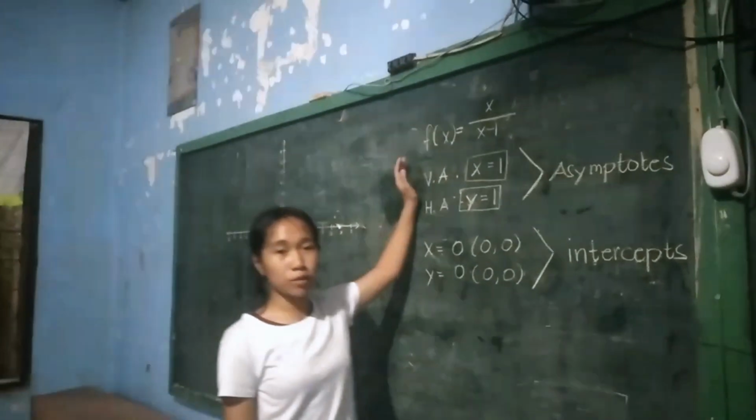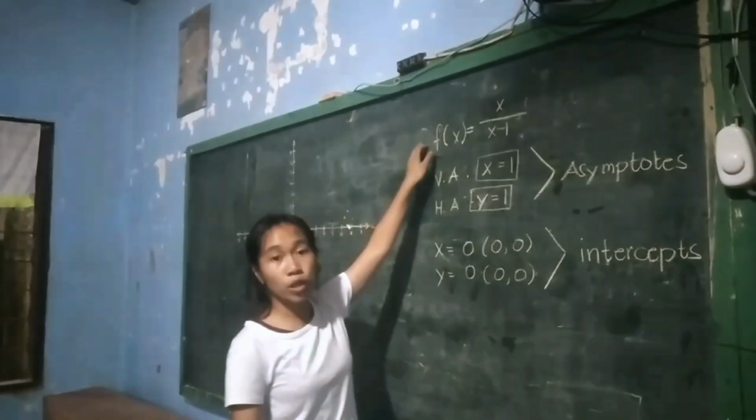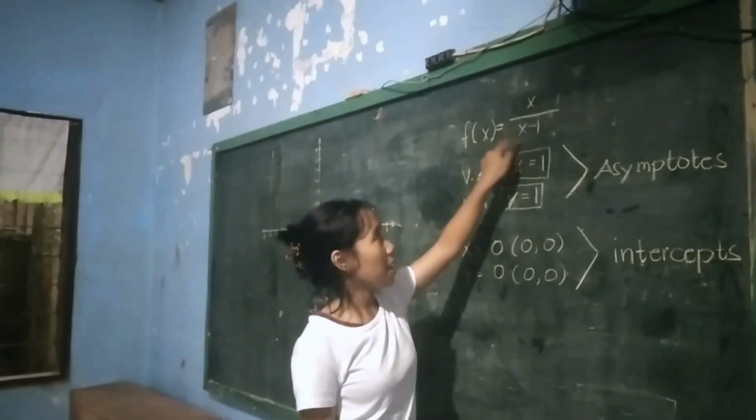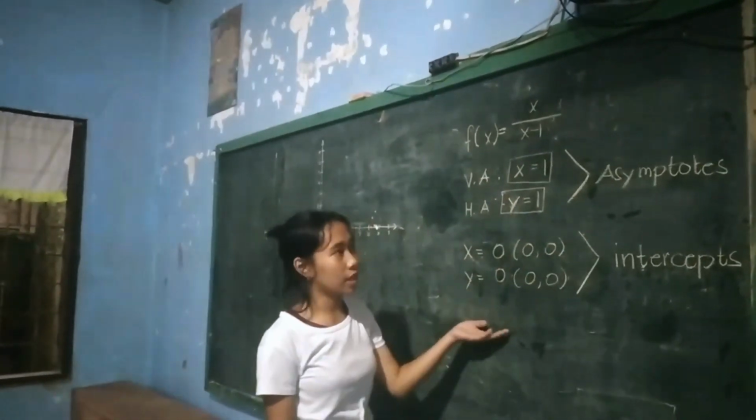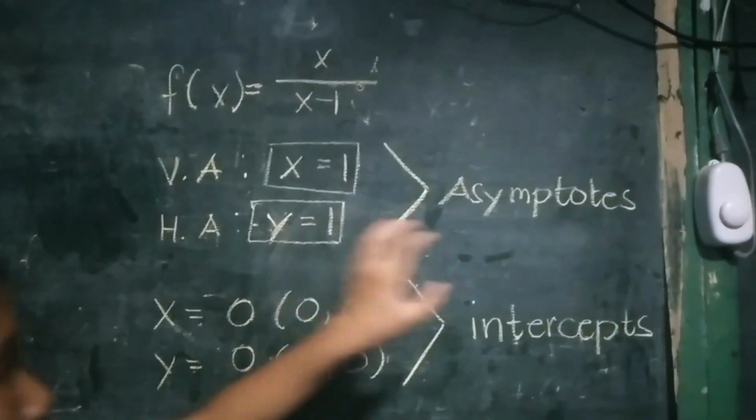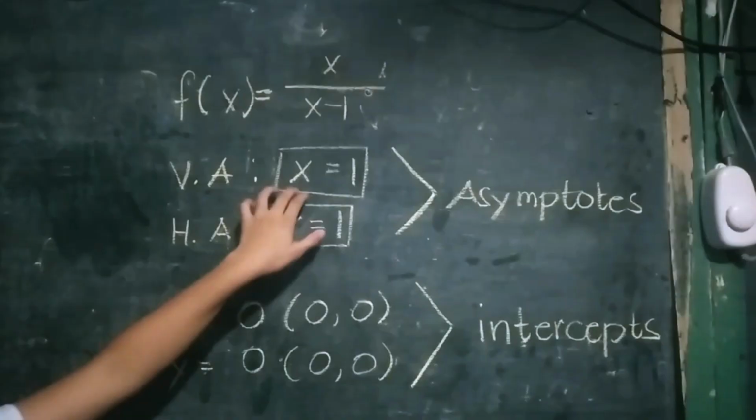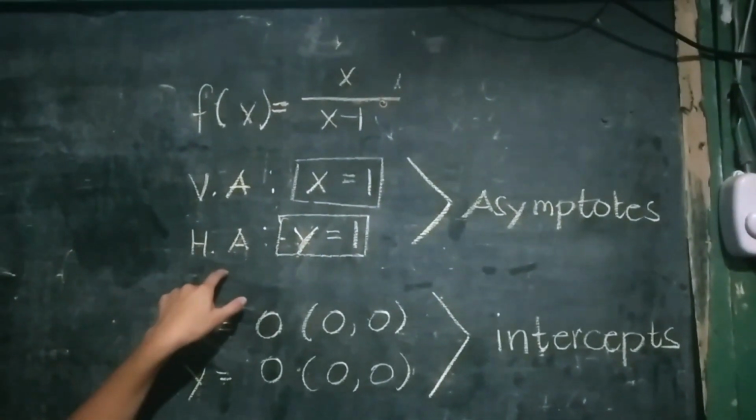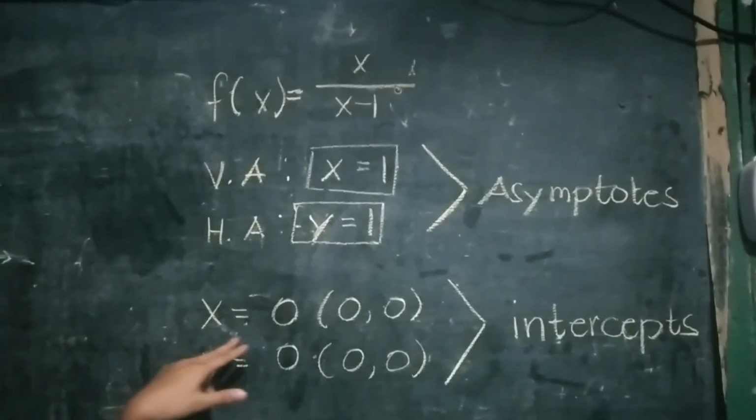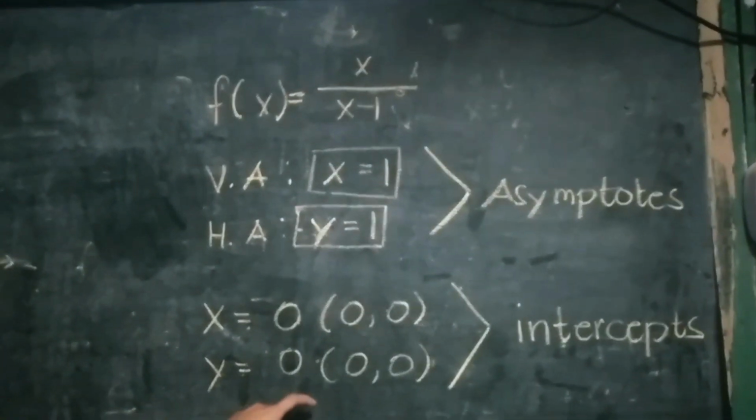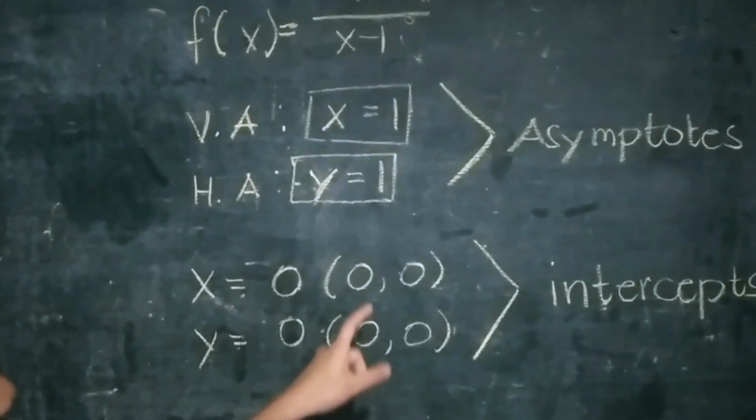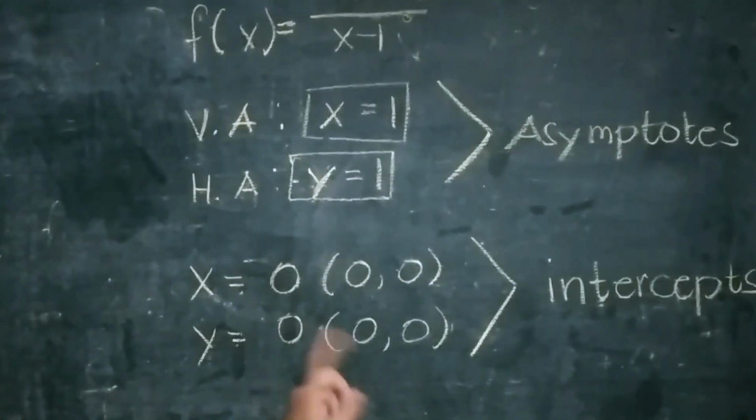So, kabalo naman mo guys kung unsaon pag-solve. So, maghatag ko ug another example of a rational function, which is f of x is equal to x all over x minus 1. I already solved its asymptotes and intercepts. The vertical asymptote is x is equal to 1, and the horizontal asymptote is y is equal to 1. And its intercepts: for x it is 0, and for y it is 0. So the ordered pairs of the intercepts of x and y are 0 and 0 for x, and 0 and 0 for y.